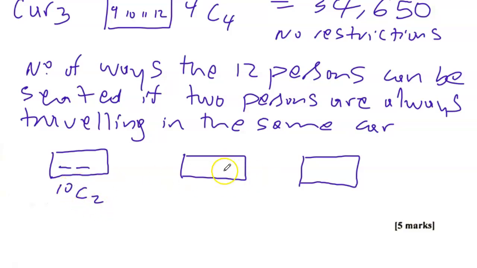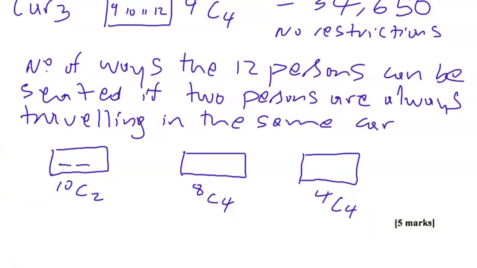And then in the second car, again 4 persons, so you're left with 8 persons, because 4 are already seated out of 12. So you're left with 8 persons and you're choosing 4. And the final car, the last 4 persons, there's 4 choose 4. So 4 out of 4.